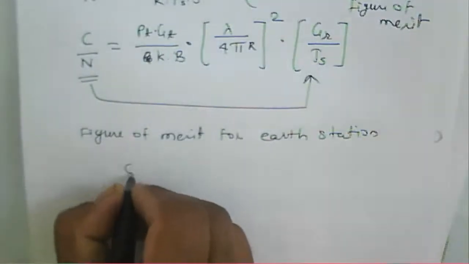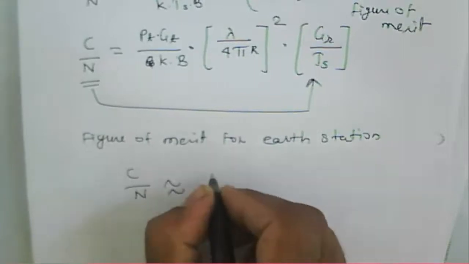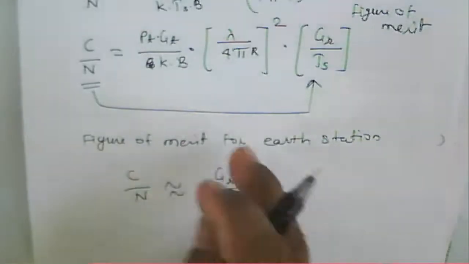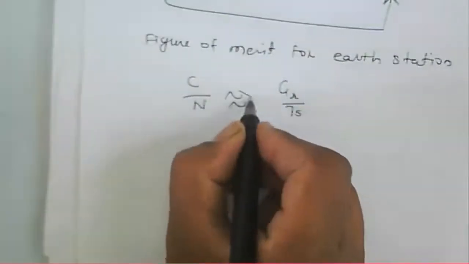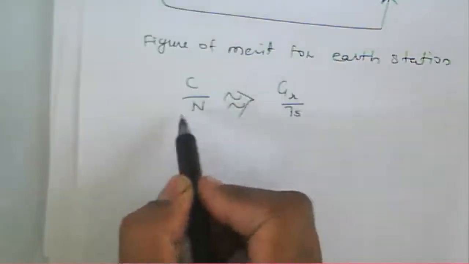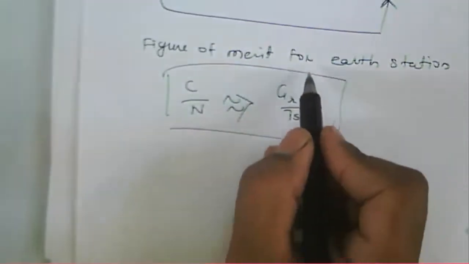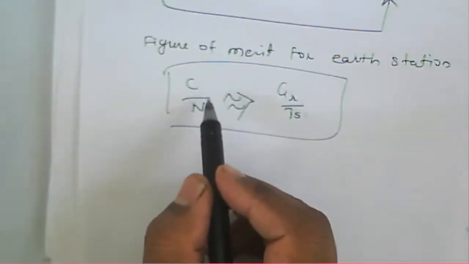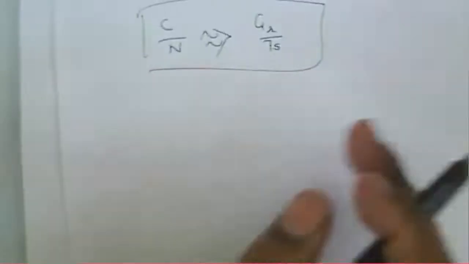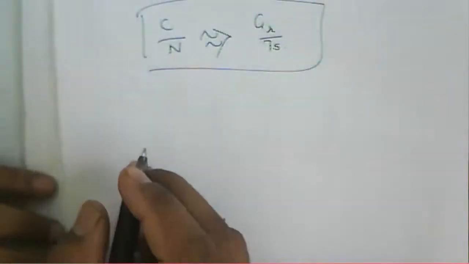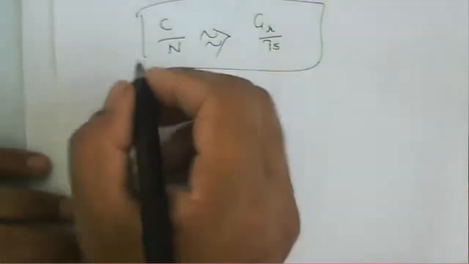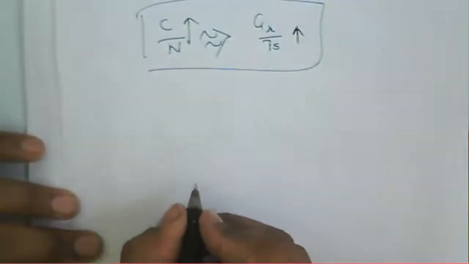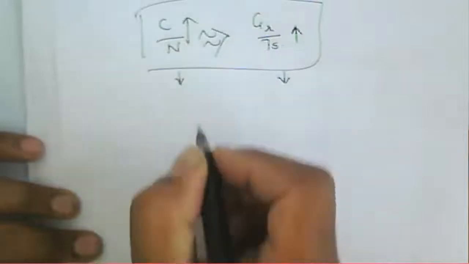So generally we say that it is approximately nothing but GR by TS only. All other factors are there, but generally we say that the C by N ratio depends upon this particular factor, GR by TS. If the GR by TS term increases, then the C by N ratio again increases. All other factors are constant, and that's why we can say that if this term increases, then this will increase here. If this term decreases, this term again decreases.